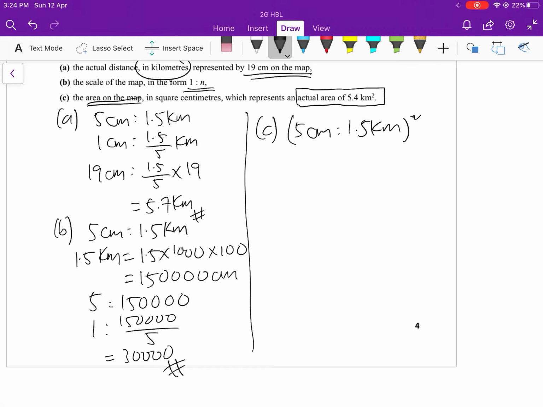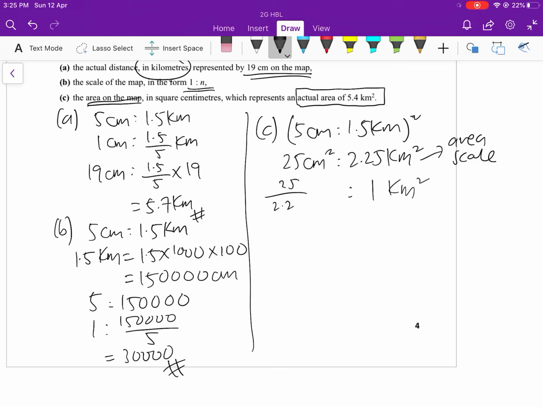So 5 square, 5 times 5 give me 25 cm square. 1.5 you square it, press the calculator, you get 2.25 km square. And because the question gives you actual area is 5.4 km square, this is your area scale. Remember, this is always your area scale. You are given 5.4 km square, you are given the right side, you want to find the left side. So I change this to 1 km square. So 25 over 2.25 cm square. Then I'm given 5.4. So you actually multiply 5.4 on the right. So on the left, you also must multiply 5.4.